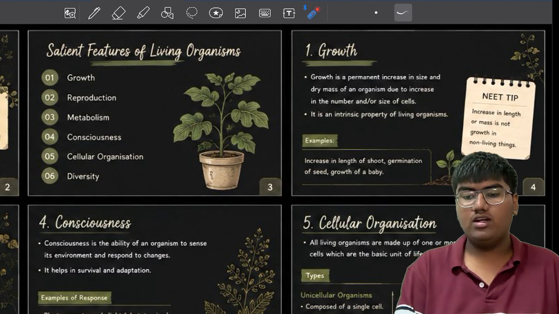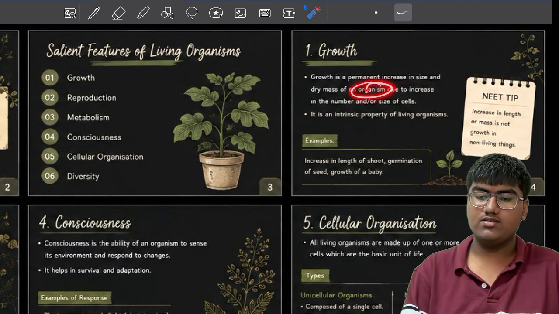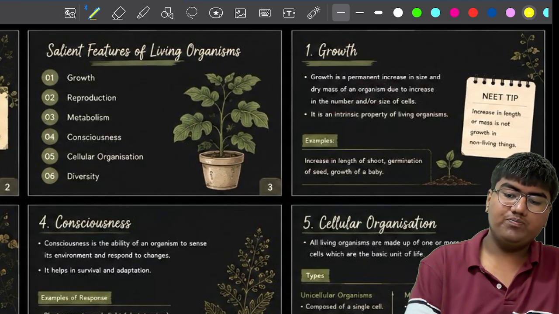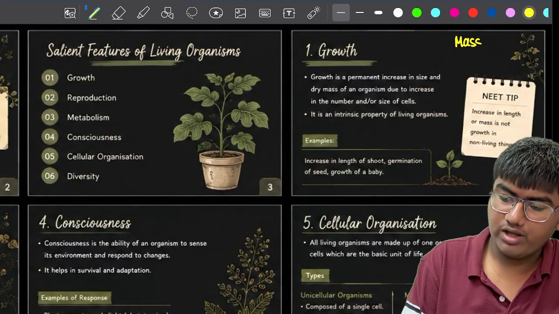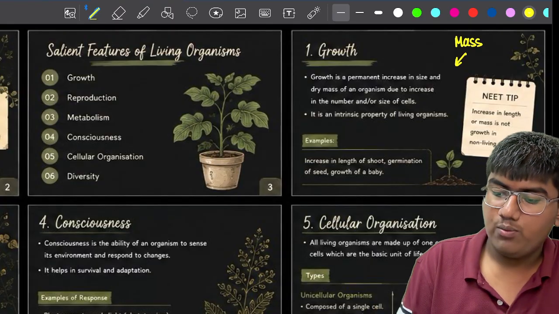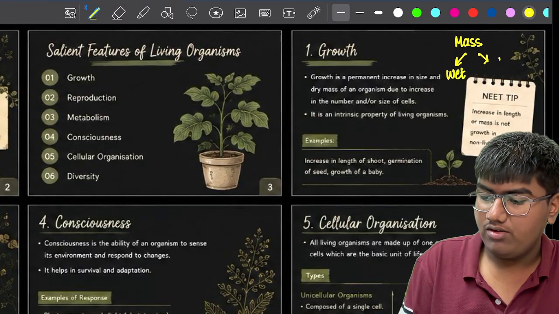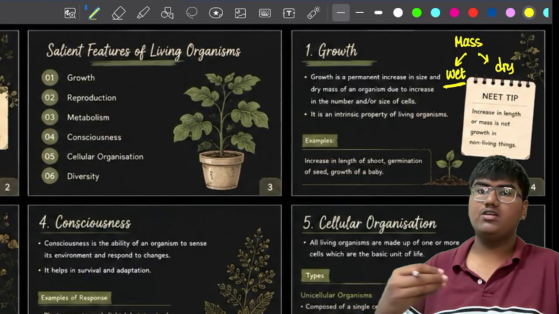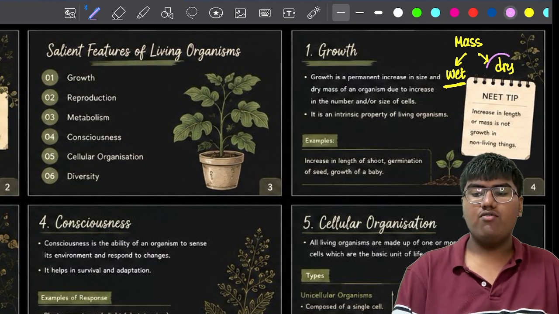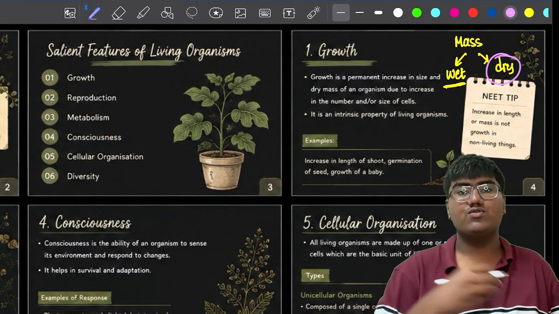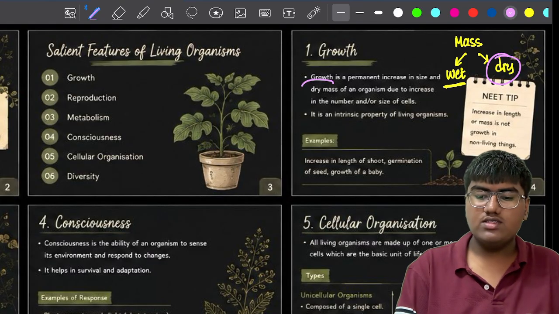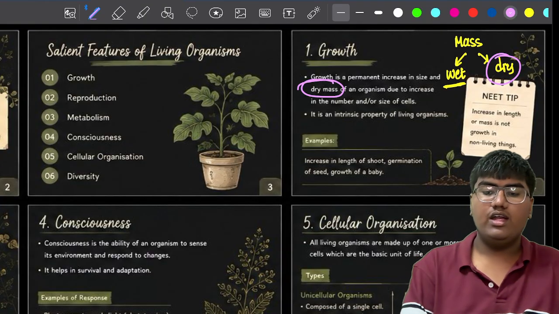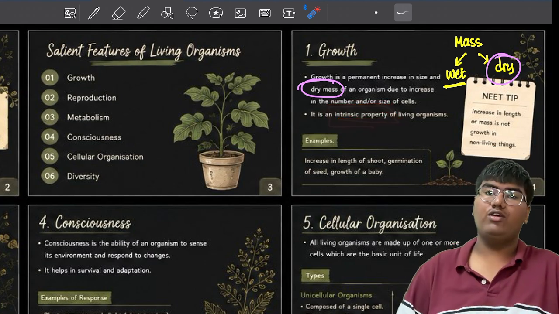Growth is a permanent increase in the dry mass of an organism due to increase in number or size of cells. We all know masses are of two types that we can see in living organisms: wet mass and dry mass. Wet mass is when the water content is present in a living organism, whereas dry mass is measured when all the water is removed from an organism. So we see here the dry mass of an organism increases through increase in number or size of the cells.